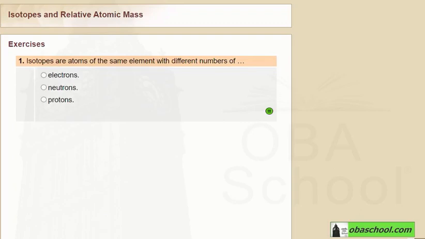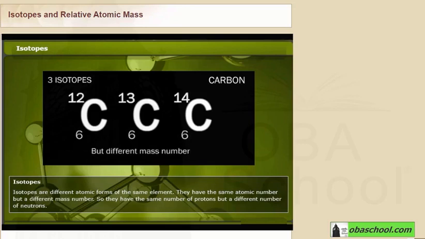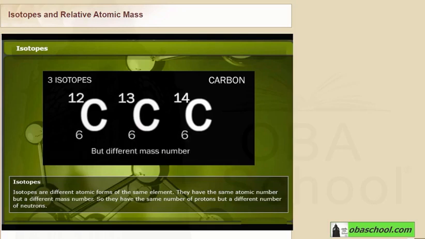So isotopes are atoms of the same element, which means that they have the same atomic number. So they will have exactly the same number of protons and electrons. However, since they have different mass number, then they will have a different number of neutrons.